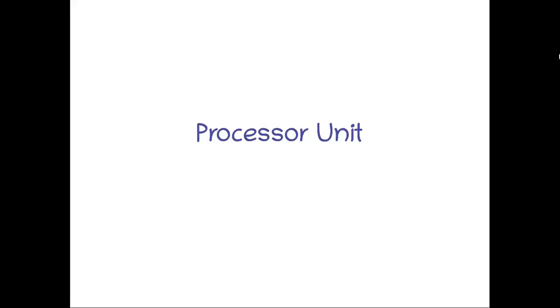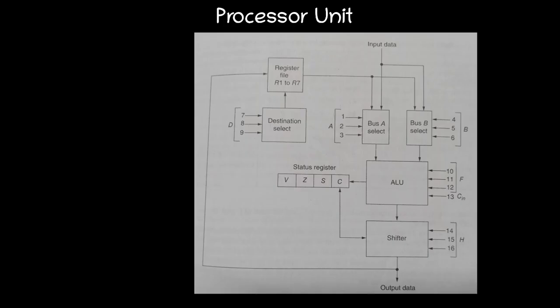In this video, we will explain the processor unit. So far we have discussed different components, how to design them: the ALU, the shifter, and then how to connect this ALU with the status register, etc. Next we have to consider the combined unit. So this is a typical processor unit.